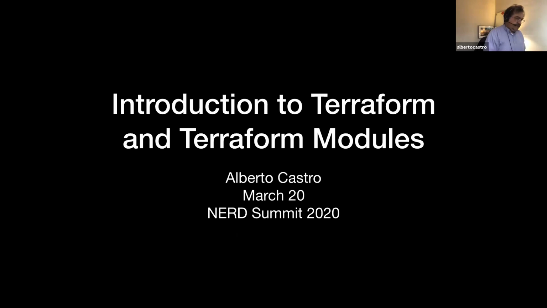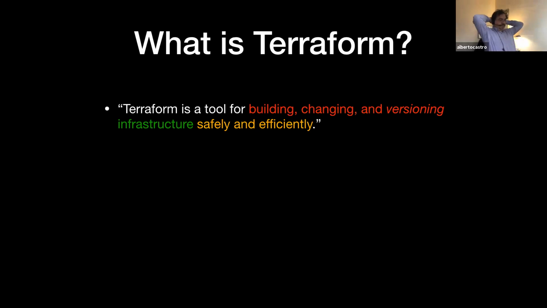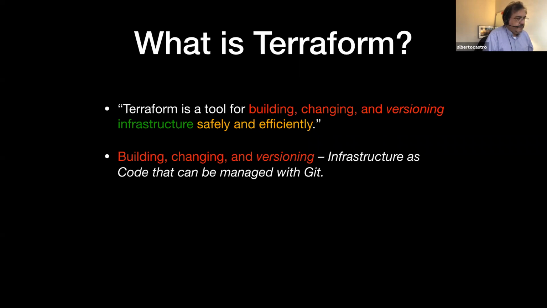So Terraform. What is Terraform? In the introduction of this talk, I wrote what Terraform says it is. One of the things to say is that Terraform is a tool for building, changing, and versioning infrastructure safely and efficiently. So let's break that down. What does it mean to build, change, and version? It means that we have infrastructure as code that can be managed with Git, or, if you want to use Mercurial or something else, you can do that too. The important thing is that it's code.